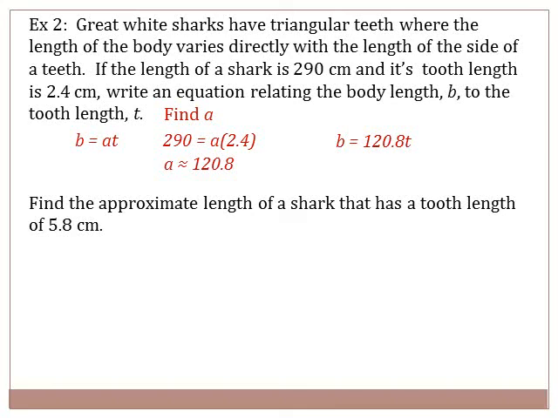So for great white sharks, find the approximate length of a shark that has a tooth length of 5.8 centimeters. So we substitute in what we were asked, 5.8, to find the approximate length of our great white shark.